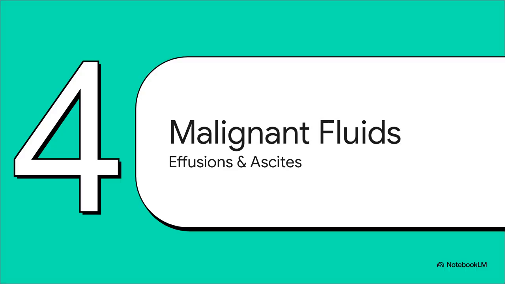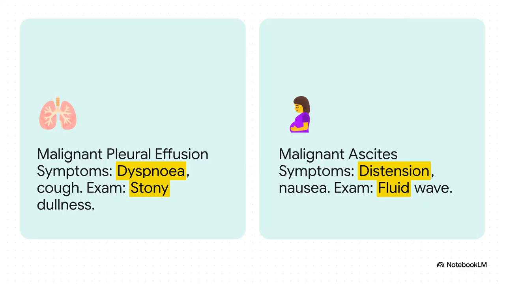All right, on to section 4, managing malignant fluids. This is a really common problem you'll see with advanced cancers, basically fluid building up where it shouldn't. So what happens is the cancer irritates the delicate linings of our body cavities, and those linings just start to weep fluid. When this happens in the chest, around the lungs, it's a malignant pleural effusion.